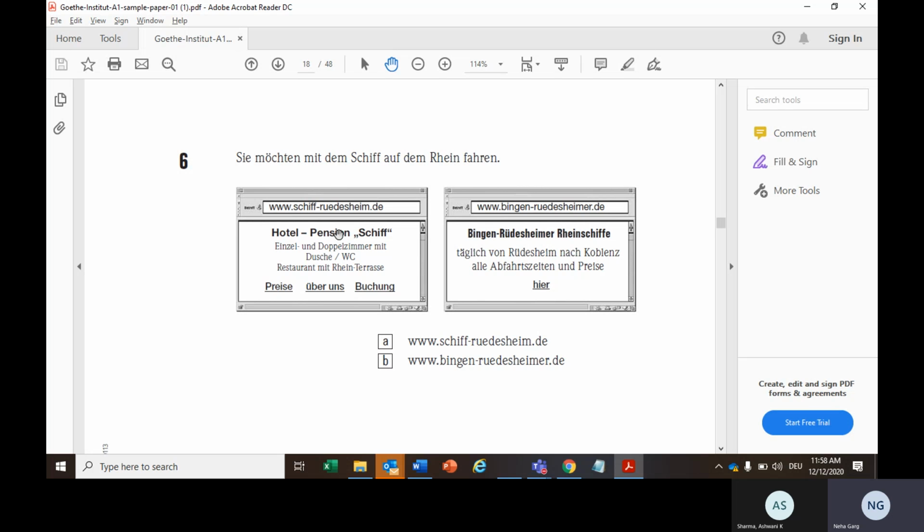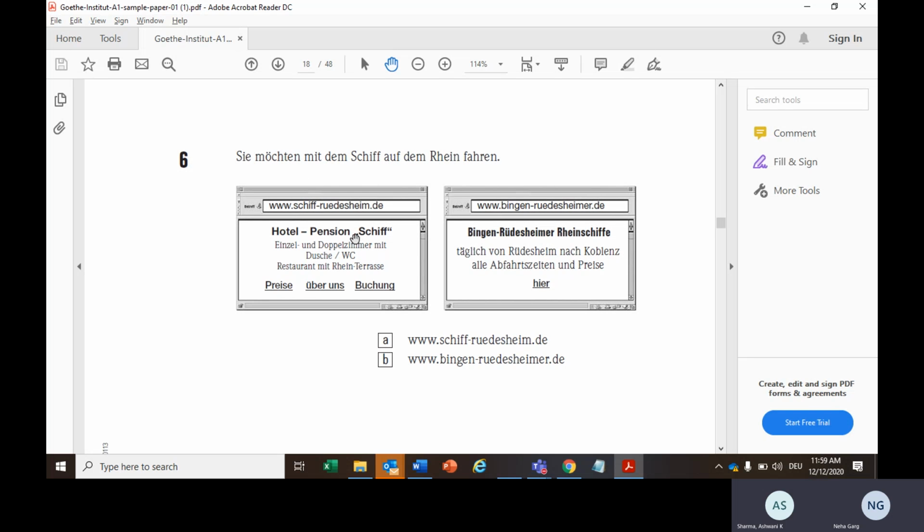This is about the hotel. Yes, about a room. Hotel Pension Schreif, the name of the hotel. Here they have mentioned single room, double room with bathroom. Then restaurant mit Rhein Terrasse, so it might be a restaurant near the Rhine River. But this is not something which you are looking for. Right? And now read the second information. Trinken, Rüdesheimer, Rheinschifffahrt.